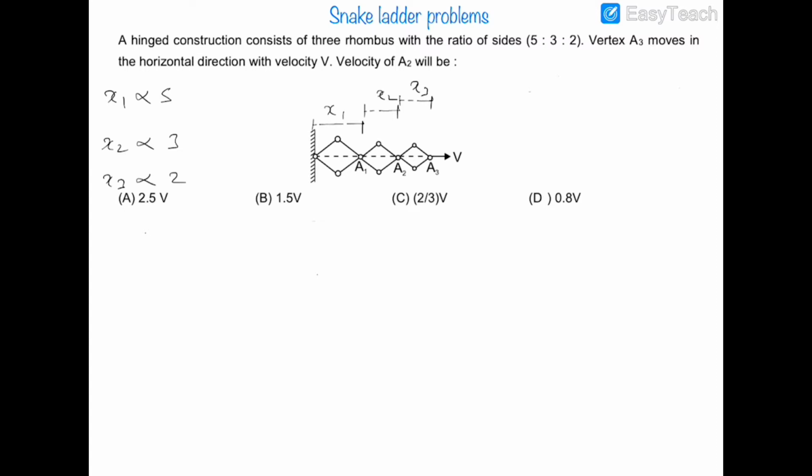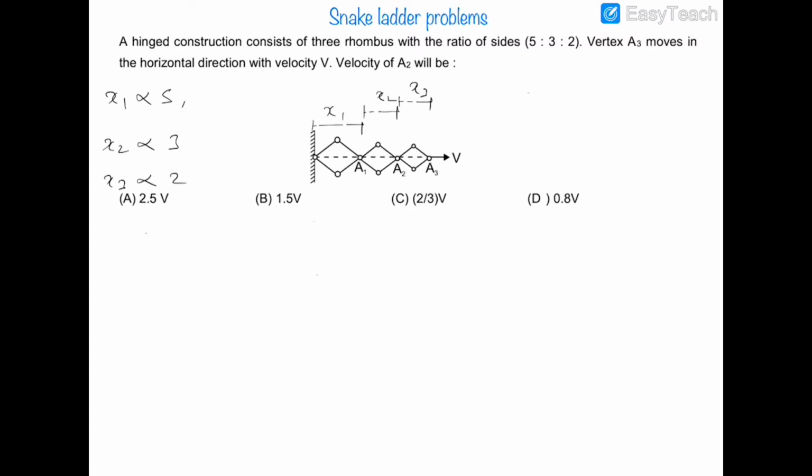So by removing the proportionality sign, we can say that x1 is equal to 5k, x2 is equal to 3k and x3 is equal to 2k, where k is some constant. Now what is given in the question? We are given the velocity v, which is the velocity of this point A3. And the velocity of this point is 0.